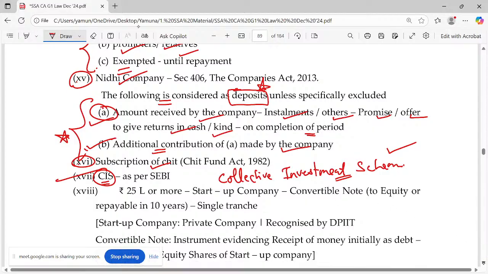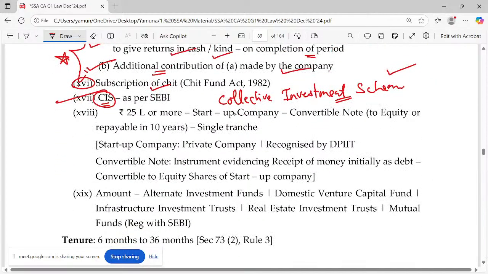Okay. Next point. If it is a startup company, and it is issuing a note, it's called a convertible note. Usually we'll say convertible, it's convertible to equity. The share warrant, the stock warrant, to equity, or it will be repaying in 10 years. It's not issuing equity shares. It is not issuing debentures. It's a startup company. But what's it doing? It's issuing a note, or a promissory note, or a note.